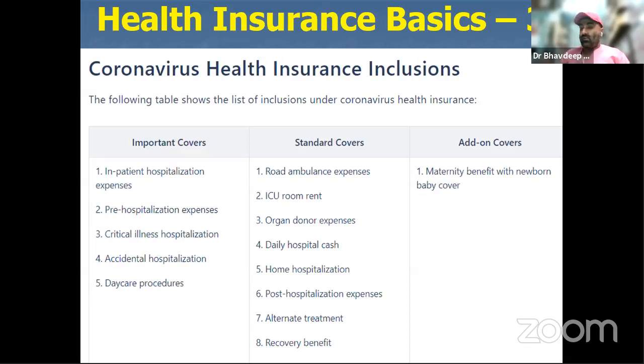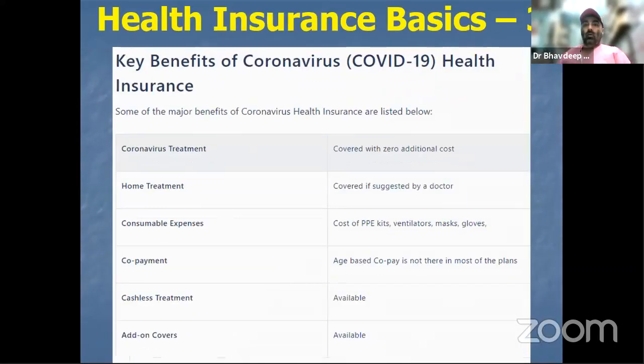So the standard covers road ambulance, ICU room rent, organ donor expenses, especially plasma, if somebody is charging for that. So daily hospital cash, home hospitalization, post-hospitalization expenses, alternate treatment, and recovery benefits. And add-on covers if pregnant women are affected with corona, the maternity benefit with a newborn baby cover as well. So what are the key benefits?